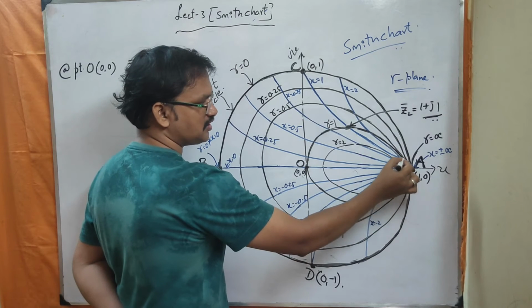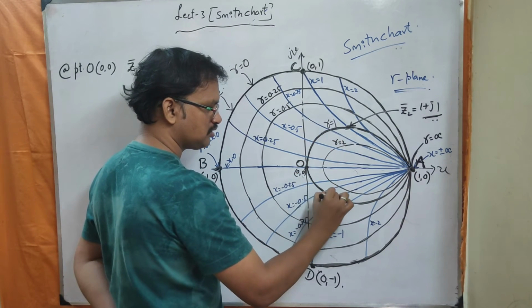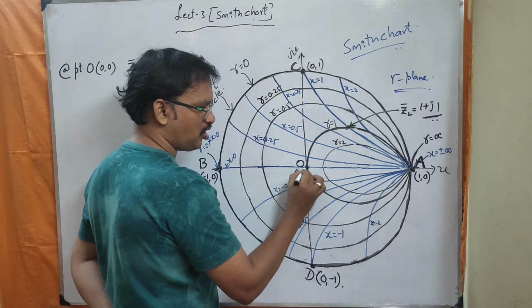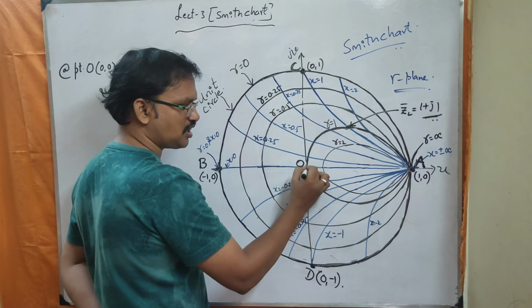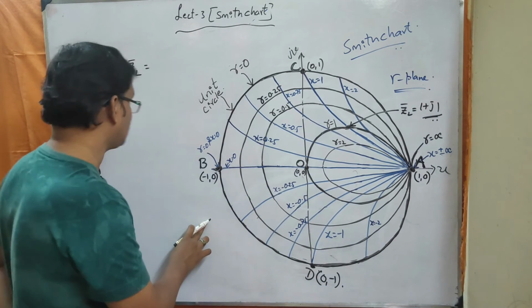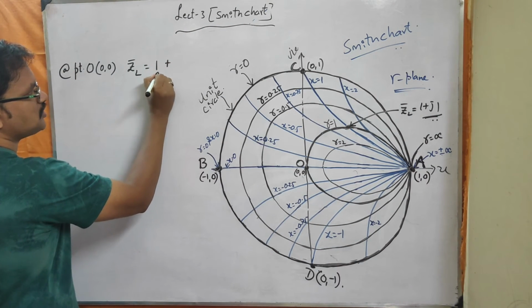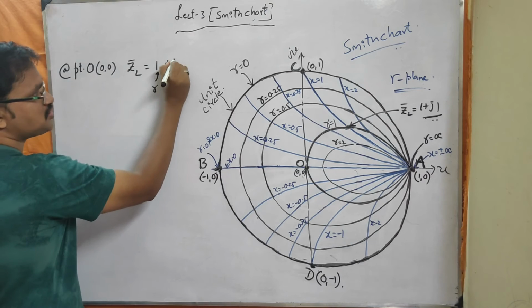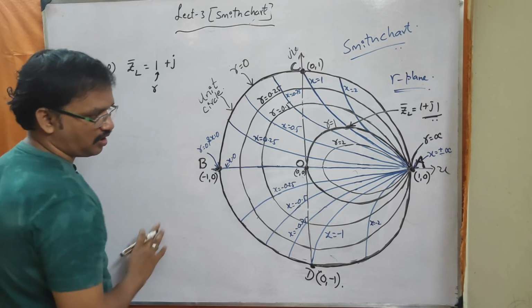What is the resistance circle that is passing through 0, 0? That is nothing but R is equal to 1 circle or not? Yes or no? So exactly at origin, the resistance circle passing through this origin is nothing but R equal to 1 circle. So that means at origin, R value is 1. Next, we have to check what is the reactance value that is passing through this origin.